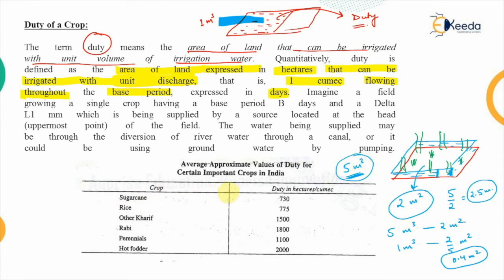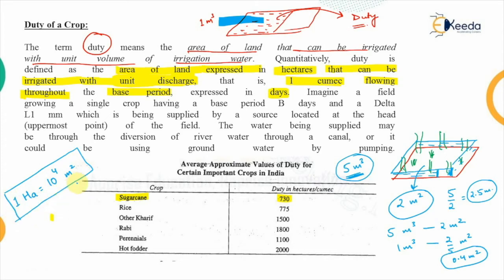So there are different values which are suggested in the Indian context. For sugarcane, the value of the duty is 730 hectares. That means if we supply 1 cubic meter per second of water, then the area of the field which can be irrigated under this is equal to 730 hectares. And mind you, 1 hectare is equal to 10 raised to the power 4 square meter. This is an important conversion which you should remember.